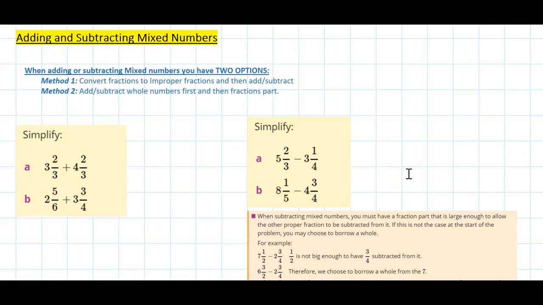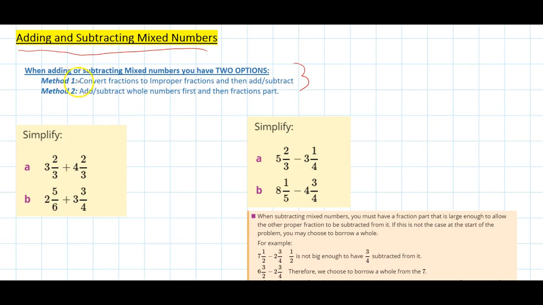In this video, we're going to be looking at how we add and subtract mixed numbers. In previous videos, we've looked at how we can add and subtract fractions. And now we often get questions about what if it's mixed numbers, or how do we do that? So firstly, what I'm going to get you to write down is there's two methods that we can do this. When you're adding and subtracting mixed numbers, there are two options you can do.